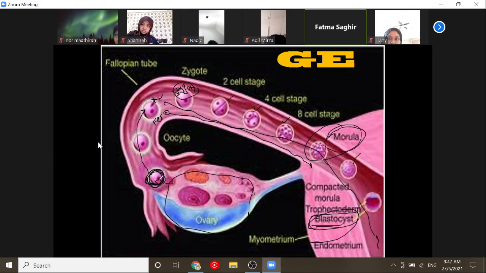So from ovulation, from the secondary oocyte, until the blastocyst, the journey will take around 1 week. Around 3 days, and another 3 to 4 days. So we just say 1 week. The whole journey will be 1 week.